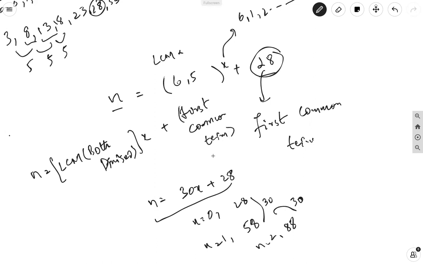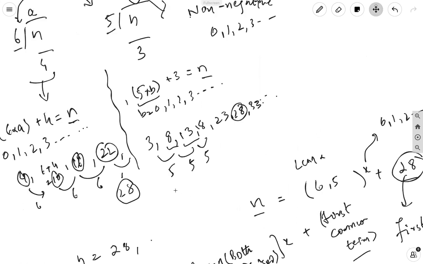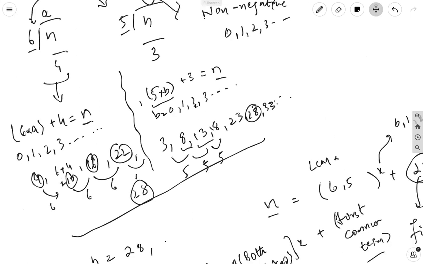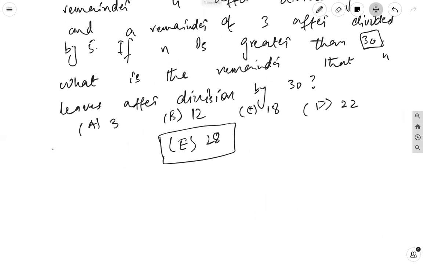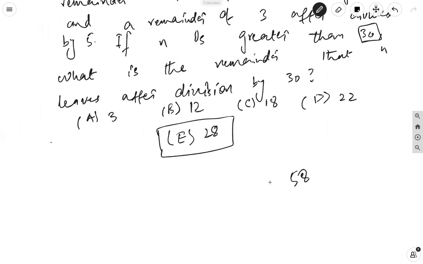In our case, the first common term is 28 and the LCM of both is 30. So n is equal to 30x plus 28. If you keep doing it this way, you will get the next value, 58, common in both. So this is the first way, and our value is 58. The question was, if n is greater than 30, which is 58, and if we divide 58 by 30, what will be our remainder? 28. Got my point? Okay, this is one way.